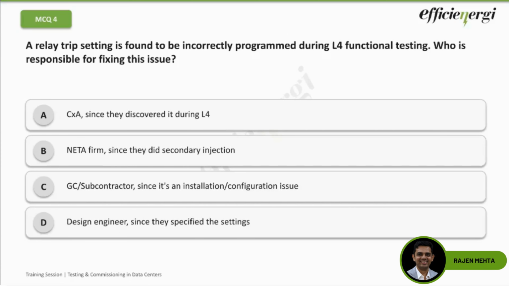Okay, one more quiz we have here. A relay trip setting is found to be incorrectly programmed during L4 functional testing. Who is responsible for fixing this issue? This is a slightly tricky one.